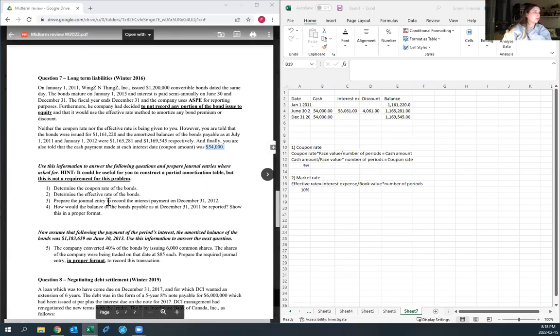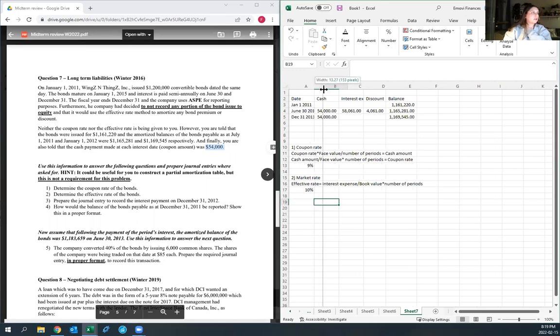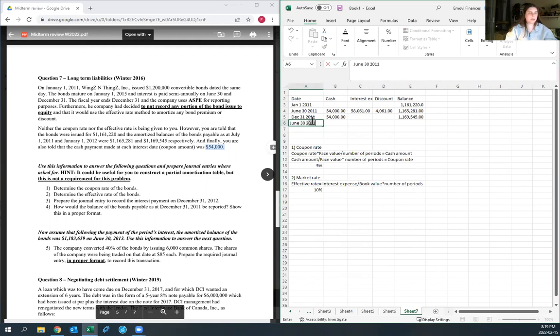Then we are doing the journal entry to record the interest payment on December 31st, 2012. So I'm just going to continue my table to add June 30th, 2012 and December 31st, 2012 to find my amounts. Here it's going to be 10%, the amount that we found, times my previous book balance divided by 2. My discount amount is my interest expense minus my cash. And I add this amount to my previous book balance. I'm going to do the same calculation here to find my amounts for December 31st, 2012.